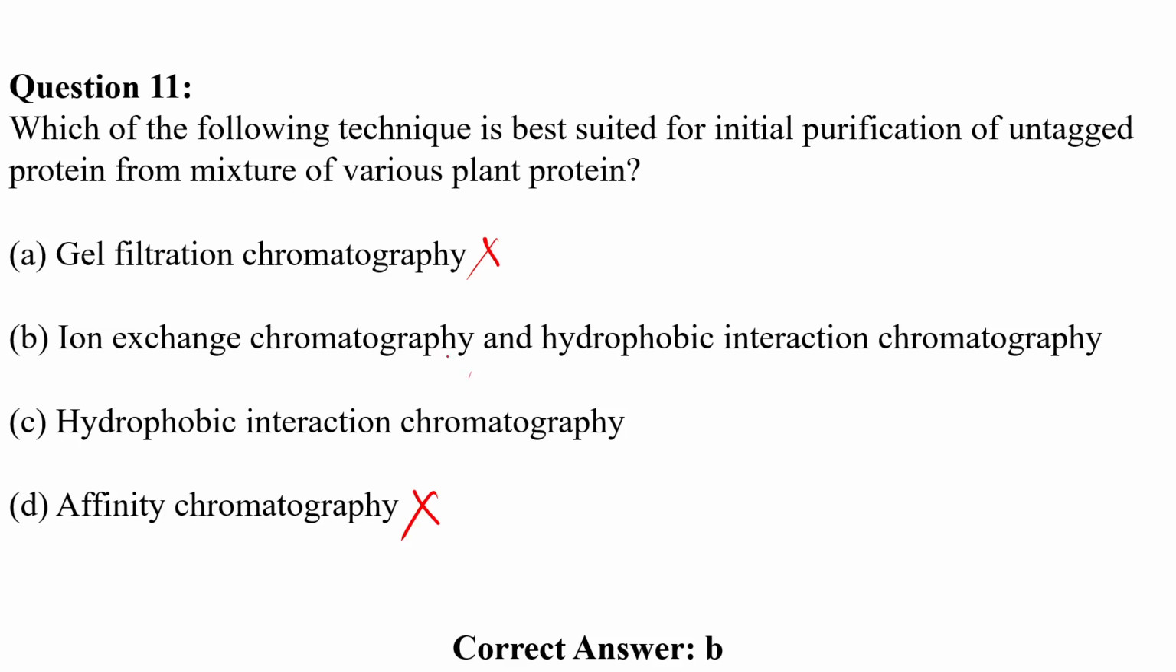If you combine two or more chromatographic techniques, it's always a good option in order to get good purification. So, if I have a mixture of plant protein, first I will do, let's say, ion exchange. I will take the whole mixture at a particular pH, let's say pH 7.2. Okay. So, what will happen?